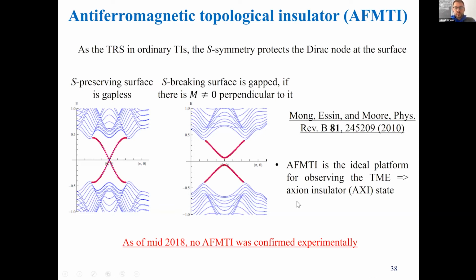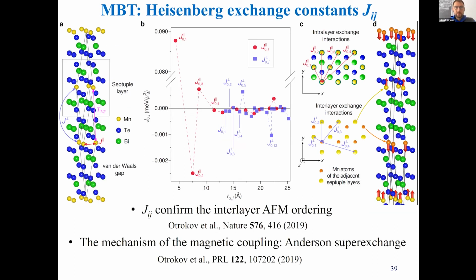As of the middle of 2018, there was no AFMTI confirmed experimentally, but the MBT compound was already published, at least in some form, as a magnetic extension or bulk material, back in 2013 by a Korean group. So what one needed to do is to take it and first study the magnetic ordering, and this was first done by calculating Heisenberg exchange coupling constants for both intra and interlayer exchange coupling, as shown here, those red and blue guys.